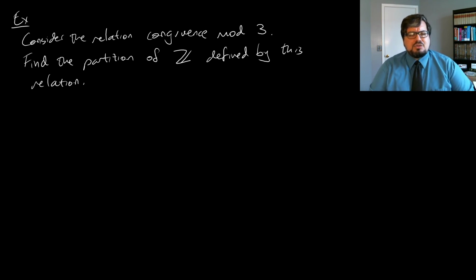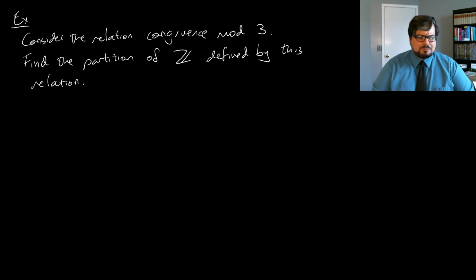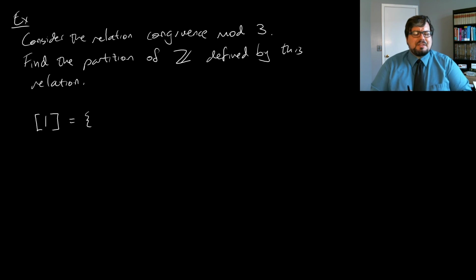So to see what's going on here, what we can start doing is looking at what the equivalence classes of various elements of Z look like. So let's consider the equivalence class of, let me start with 1 here. Usually we'd want to start with 0, but I want to start with 1 this time. So I want to think about what are all the things that are in the equivalence class of 1. So these are going to be all the things that are congruent to 1 modulo 3.